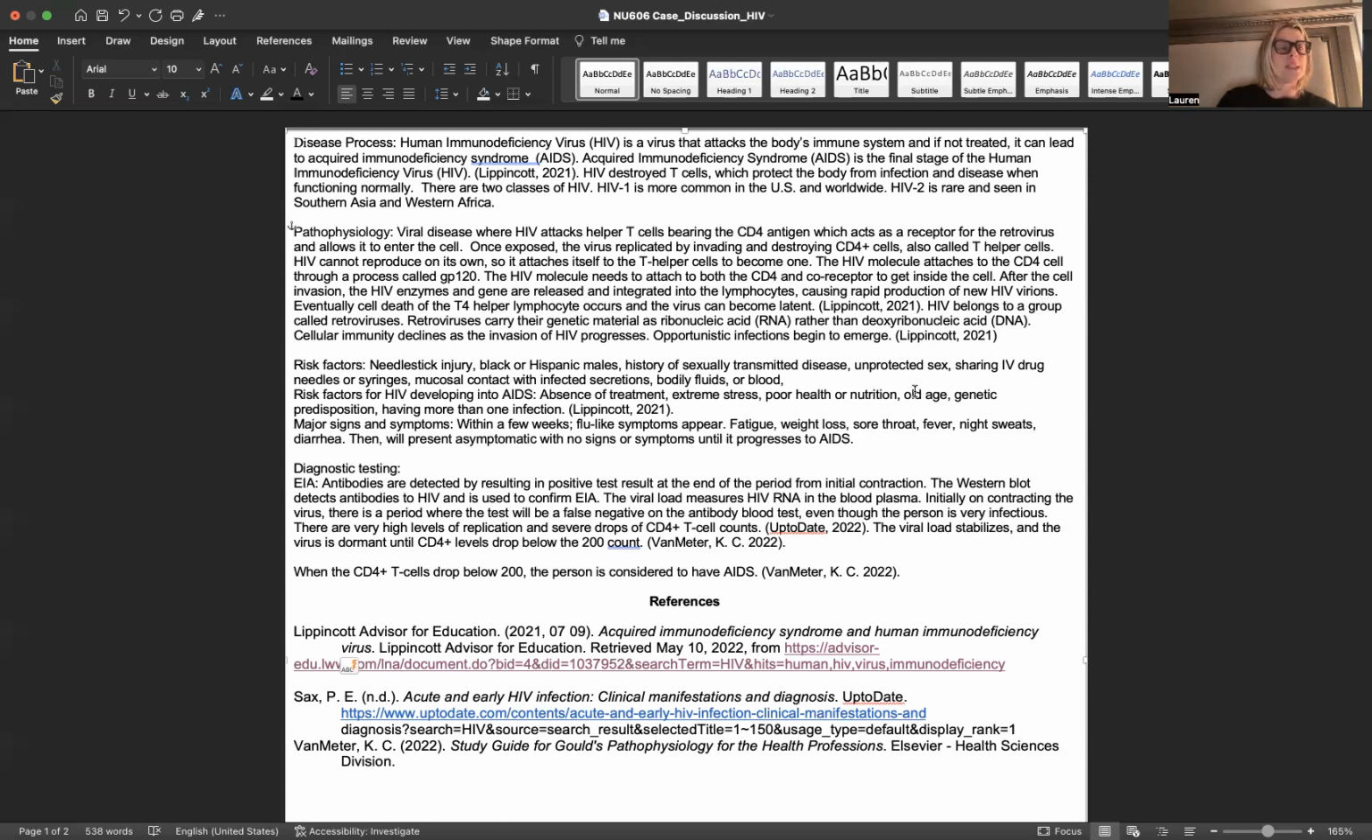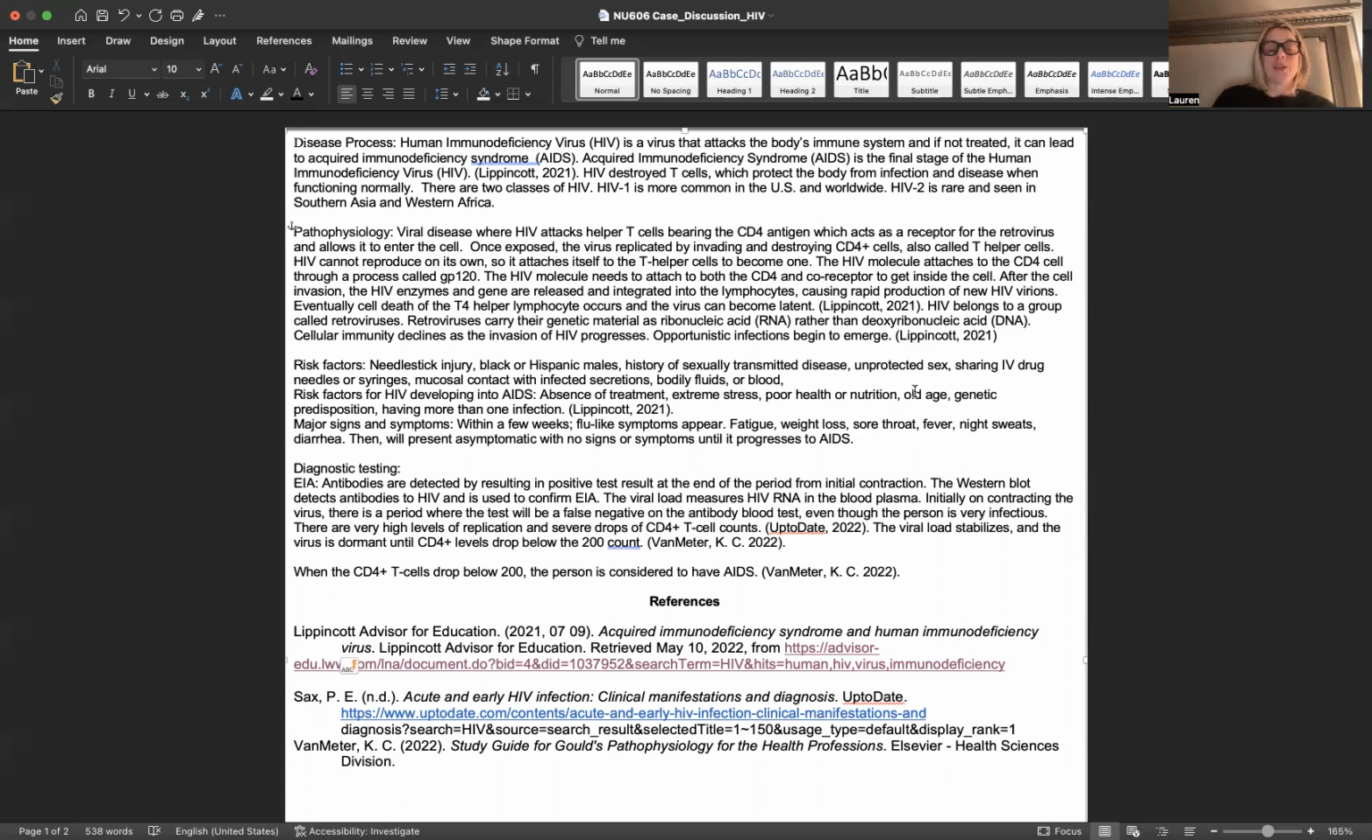Some diagnostic testing includes CD4 and CD8 counts. There also could be GI wasting through opportunistic diarrheal infections, and antibodies that will be detected, resulting in a positive test from the period of initial contraction. The Western blot will detect antibodies to HIV, and it's used to confirm EIA.